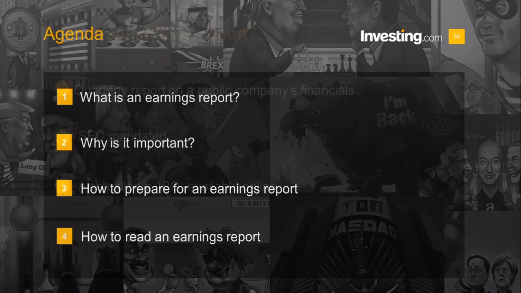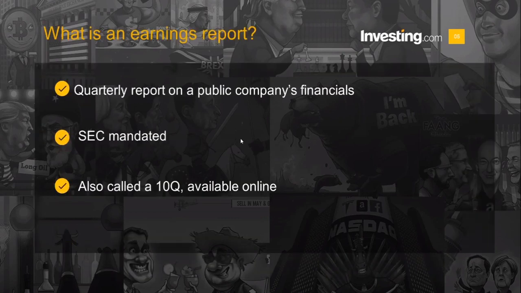So, what is an earnings report? An earnings report is a quarterly report on a public company's financials. Basically, what that means is that every quarter we get to see public companies. Think big companies, think Apple, think Amazon, and we actually get to see, with a 50, sometimes 100, even 200 pages document, exactly what that company did over the past 3 months.